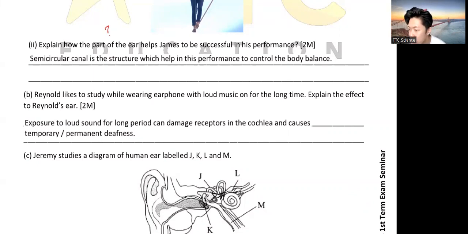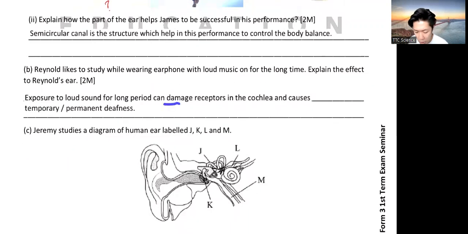Must we mention the word receptors if we want to write cochlea? Okay, it's either you write damaged cochlea or you can write damaged receptors, also acceptable. You can write it can damage the cochlea, like that, can, no problem.